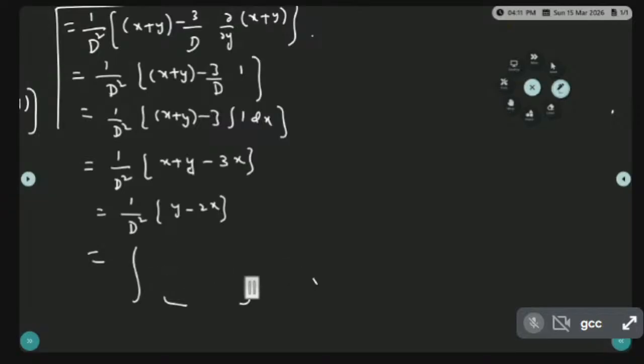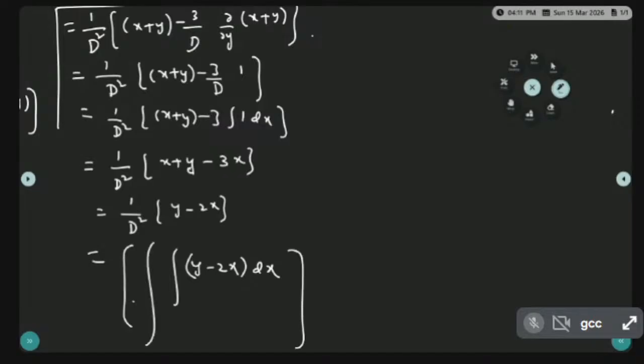I will write this clearly. Just give a second. This is the inner differentiation. First differentiation is over. Next, one more dx. This is why you have to arrange this properly. Inner differentiation with respect to x, outer also with respect to x, because we have to integrate 2 times. Okay.